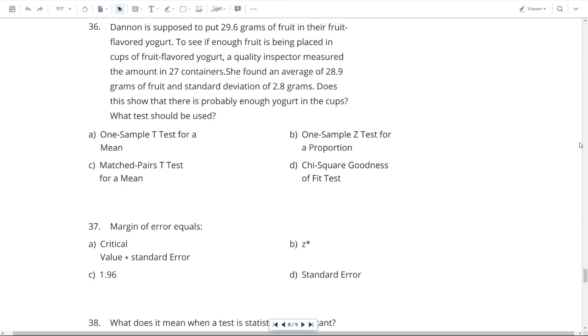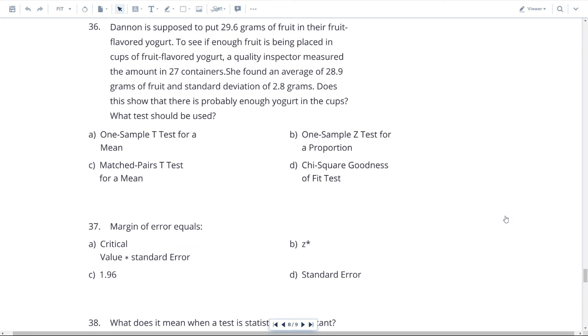This is a one sample T. You do not know the population standard deviation. A few of you picked B. A few of you said one sample Z for proportion. There's no proportion here. Proportions are categorical data. This is quantitative data. You can take an average.